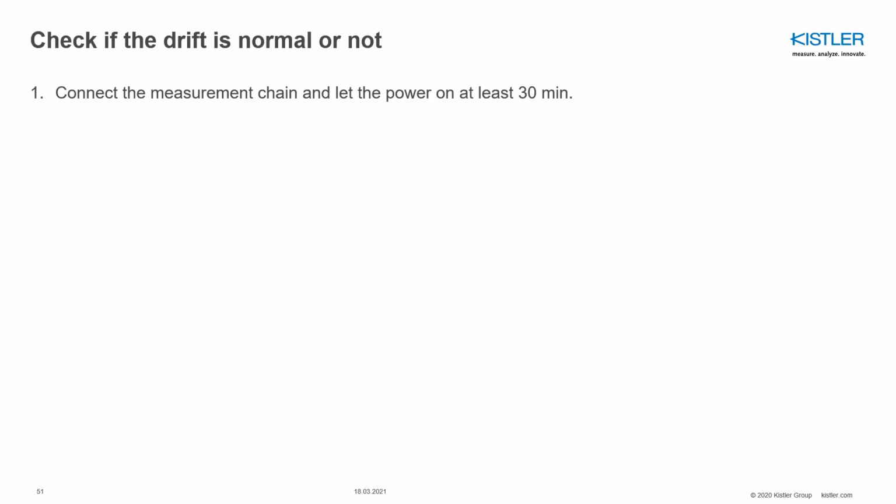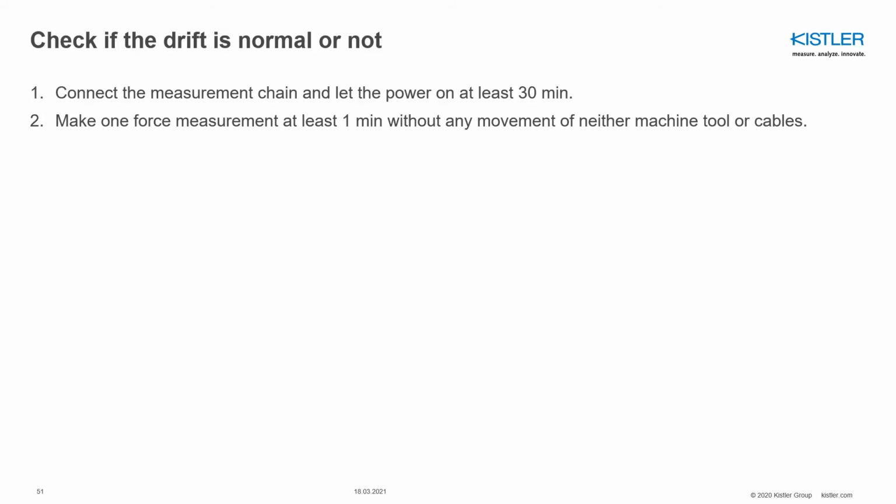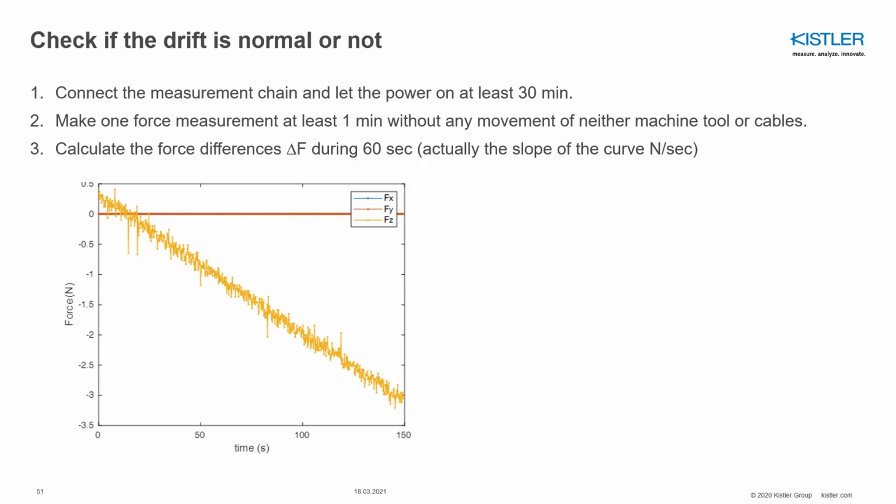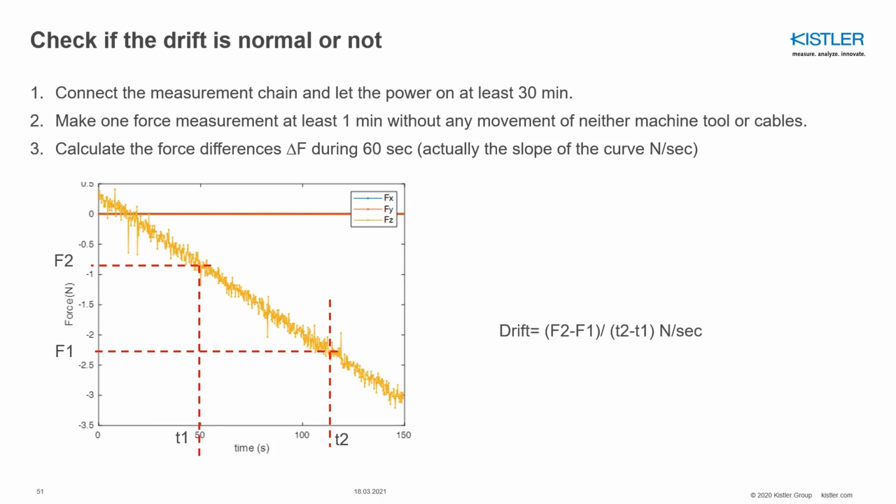So what we do is that we connect the measurement chain, let the power on at least 30 minutes so that we come to the stable temperature in the electronics and in the measurement chain. We make one force measurement during at least 1 minute without any movement of neither machine tool or cables, no workpieces on, and so on. And then we calculate the force difference on the plot during 60 seconds. And that is actually the slope of the curve if you look to the force versus time plot, as you can see here. So what you do is that you take 2 forces, and then you take 2 times, and then you calculate the slope in Newton per second.